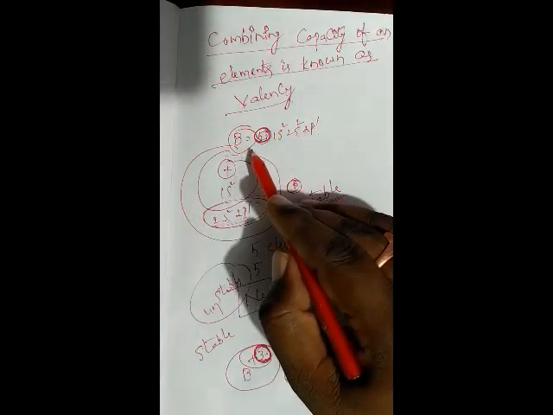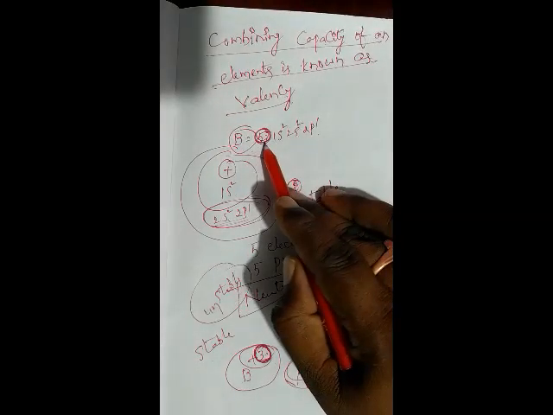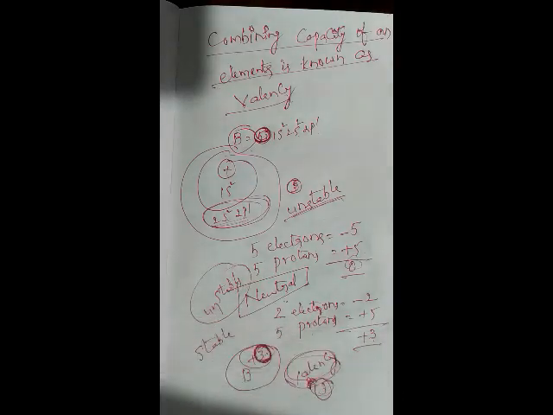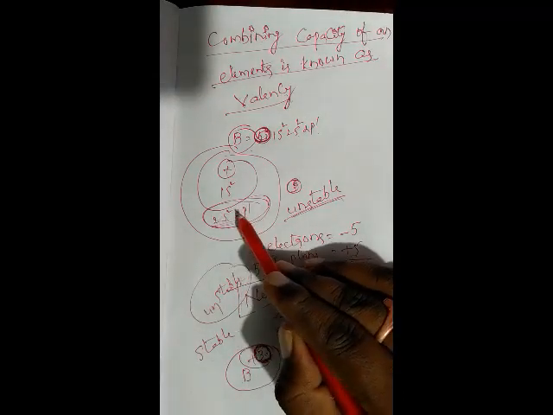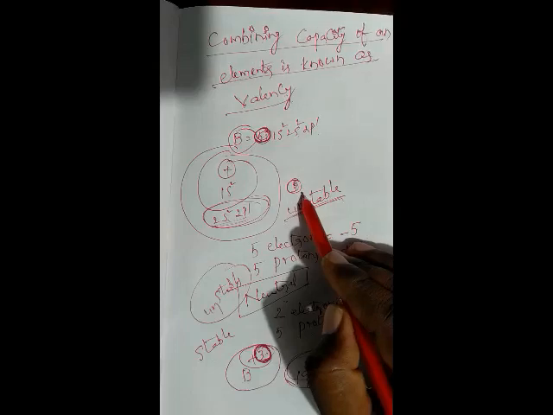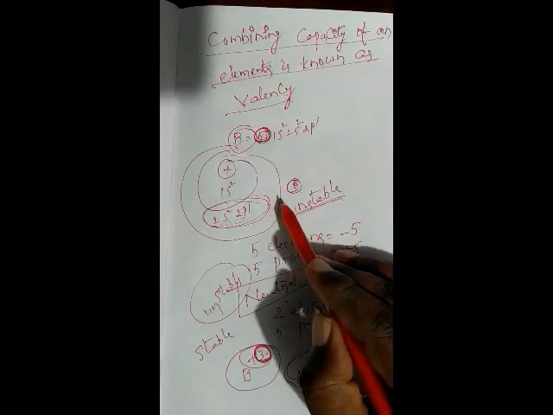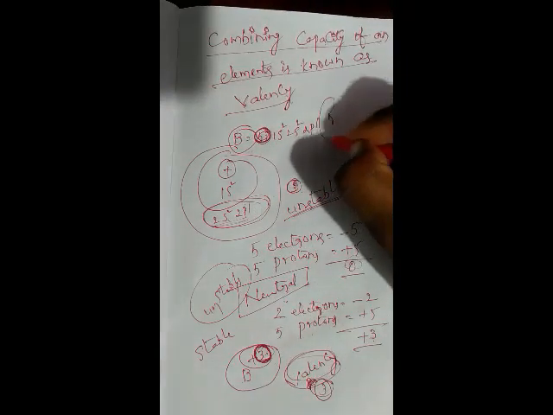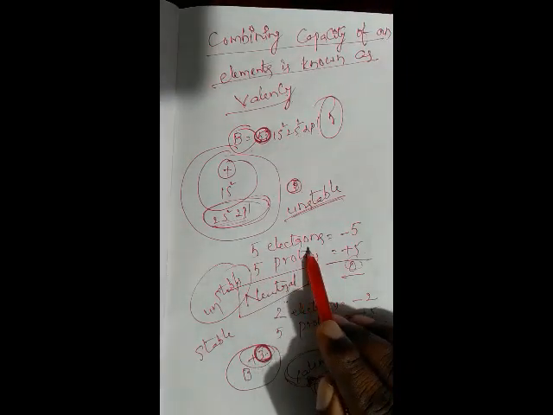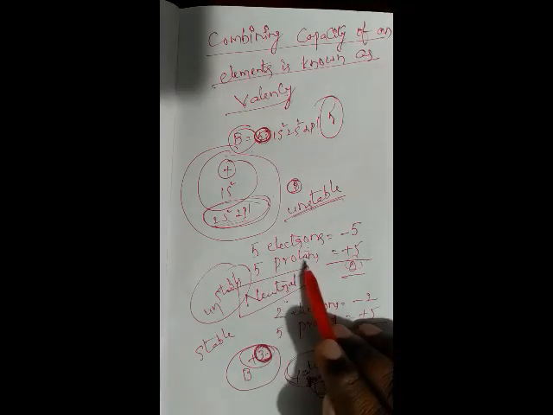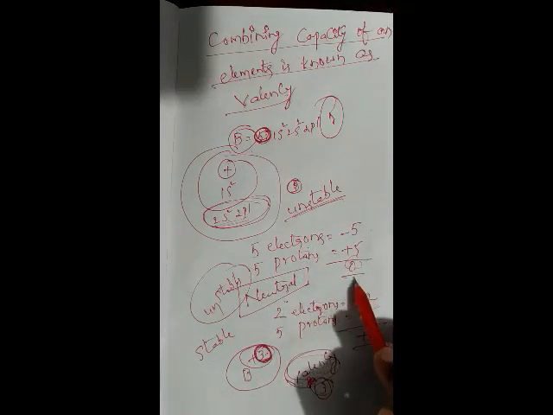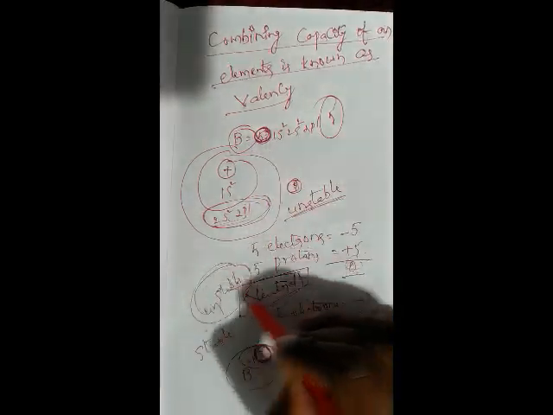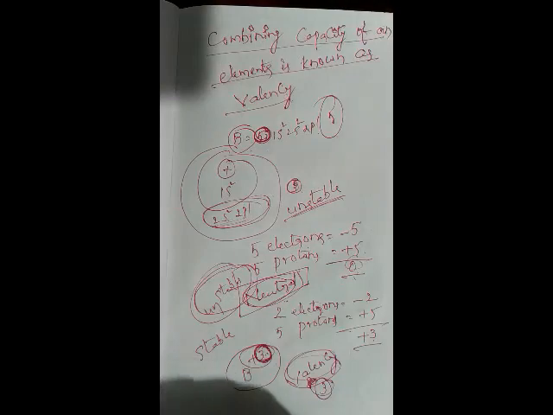Now see, take another example. Boron. Boron atomic number 5. Electronic configuration 1s2, 2s2, 2p1. And this is the orbital diagram. In the outermost orbit 2 plus 1, 3 electrons are present. And it is unstable. So see here atomic number is 5. So 5 electrons are present, so minus 5. 5 protons are present, so plus 5. Total 0. So this 0 is nothing but neutral.